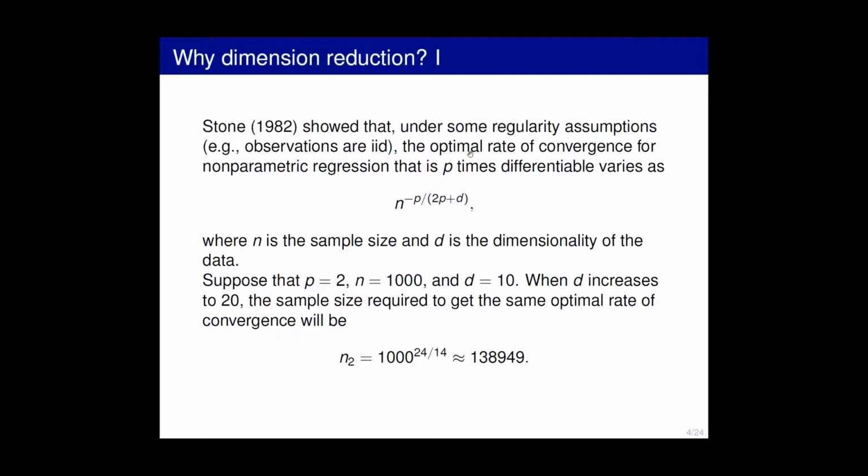This optimal rate of convergence is defined very technically, so if you want to see the details, you can go back to the original paper. So this gives us a good reason to do dimension reduction.